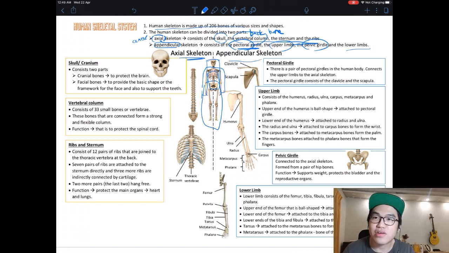So the skull, the cranium, which is your head bones, consists of two parts. You have your cranial bones. Cranial bone is here. This determines how you look. So if you go for plastic surgery, you want to improve your looks, you are fixing the cranial bones. Oh sorry, that's the facial bone, my mistake. That's the facial bone.